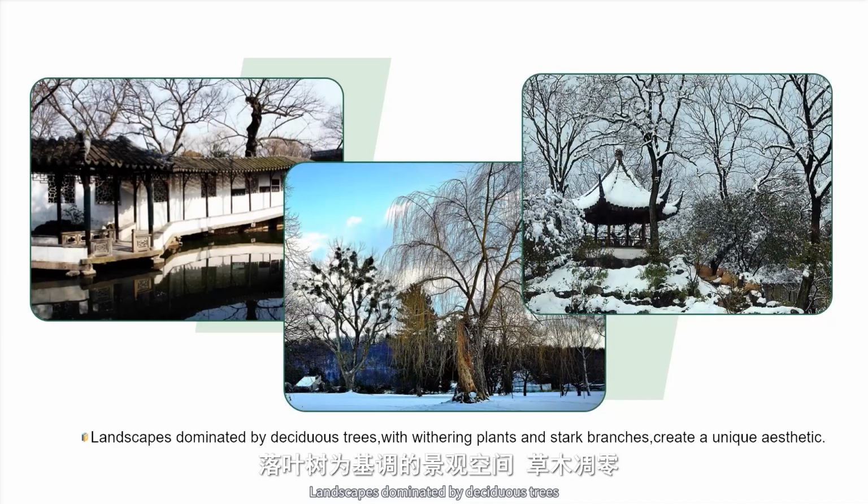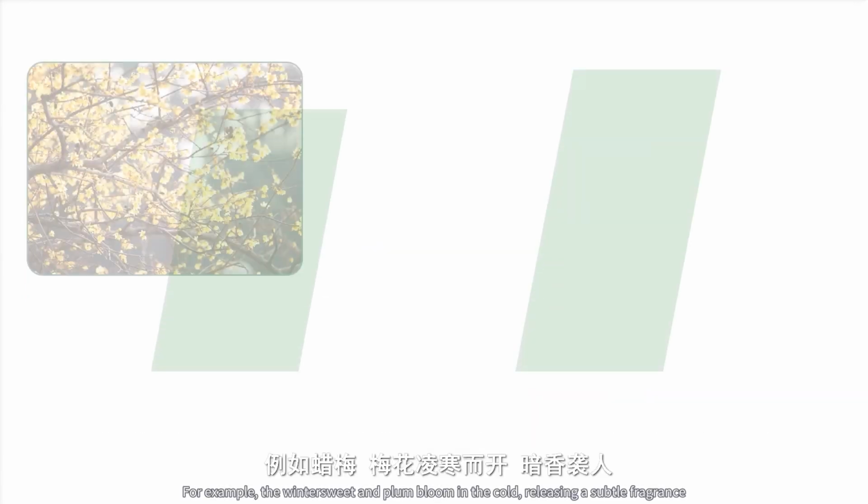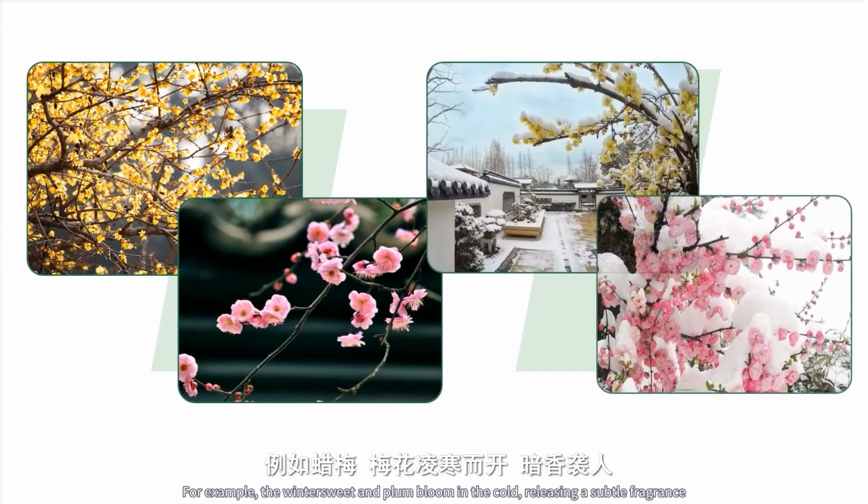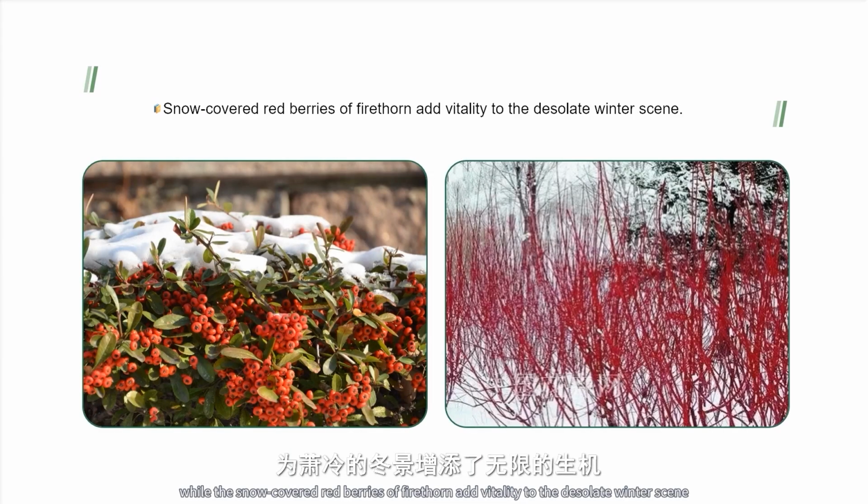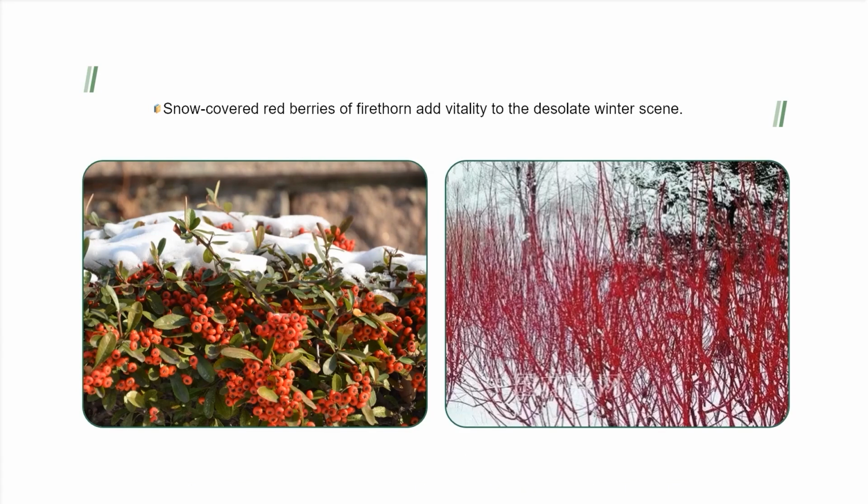Landscapes dominated by deciduous trees, with withering plants and stark branches, create a unique aesthetic. For example, the winter-sweet and plum bloom in the cold, releasing a subtle fragrance, while the snow-covered red berries of firethorn add vitality to the desolate winter scene.